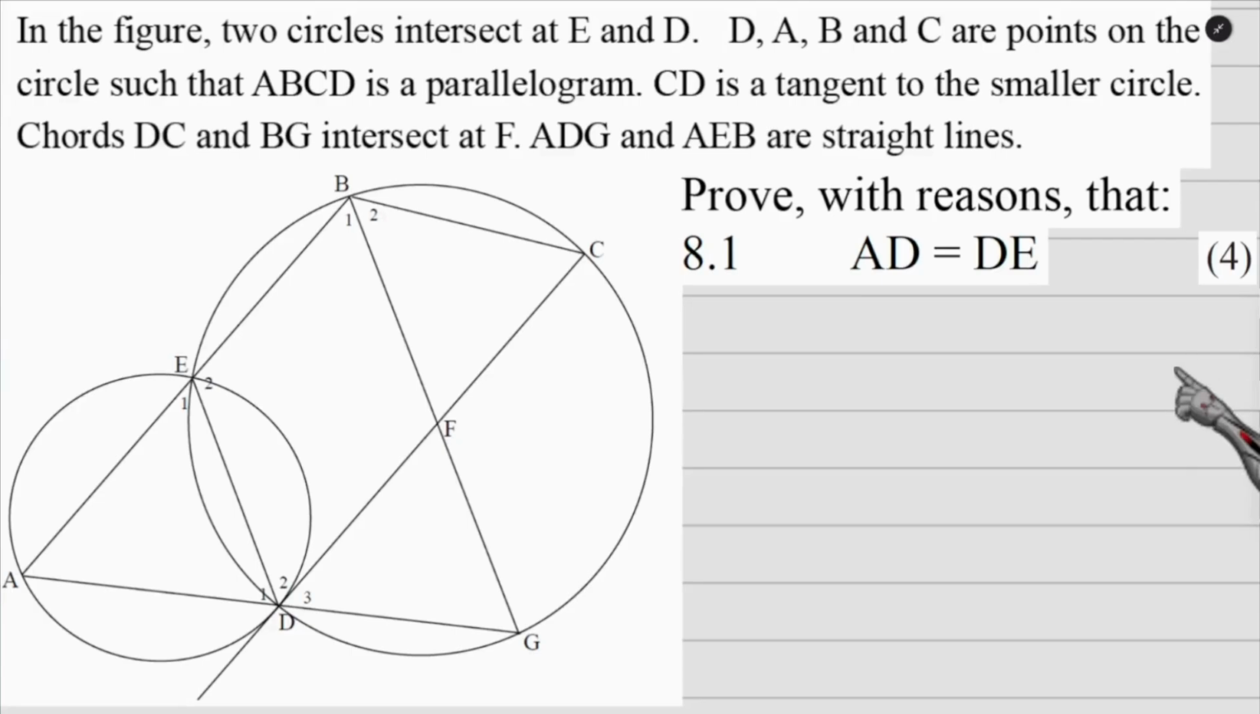In question 8.1, we've got two circles. We've also got a parallelogram in the mix. And we have a tangent over here to the smaller circle. And with all that, we need to prove that AD is the same size as DE. So, let's talk about how we're going to do that.